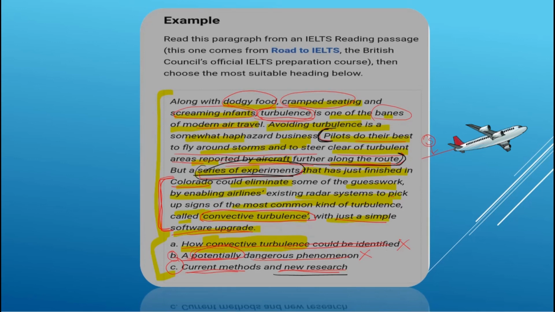So what is the new research telling us? It is telling us to simply upgrade the software. In that way you can just pick up any sort of turbulence. If there is any sort of turbulence, you can just pick it up. This is what the new research is telling us. So I think you guys can understand that C is the correct option.